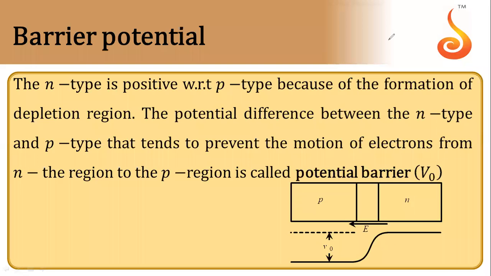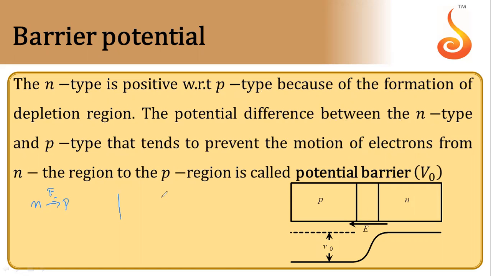Okay, so we have discussed that if it's a PN junction, the electric field is from N to P. So this is the direction of the electric field. This diagram they have drawn it. Now the N type is positive with respect to P type because of the formation of the depletion region. The potential difference between N type and P type that tends to prevent the motion of electrons from N to P region is known as potential barrier.